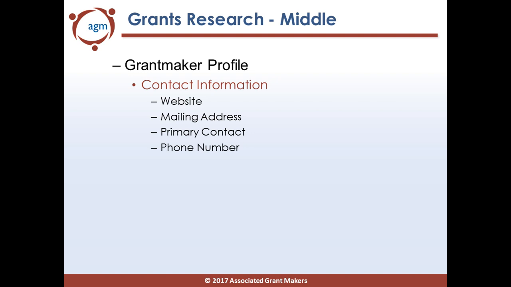So under the contact information, if they have a website, it'll be included there. Their mailing address, where they're located. If they have a primary contact, that's always a really important thing to identify, so you know who to touch base with. If they're giving you a primary contact, that's the person you want to go through, and you don't want to be going over their head to an executive director or a board chair or something like that. If they're giving you an avenue to follow, take that route.